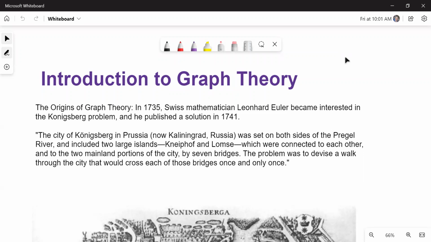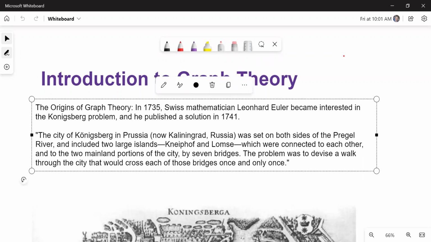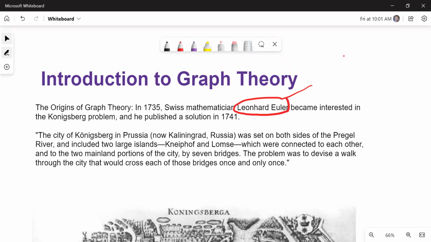Welcome to a video about graph theory. The origins of graph theory come from the 1700s, when we look at a story about a mathematician named Leonhard Euler, a Swiss mathematician who became interested in a very famous problem, the Königsberg Bridge problem.